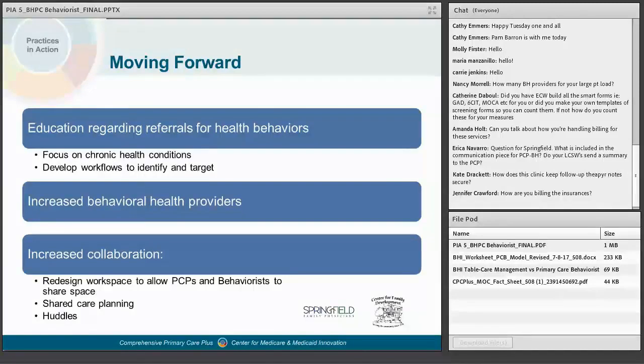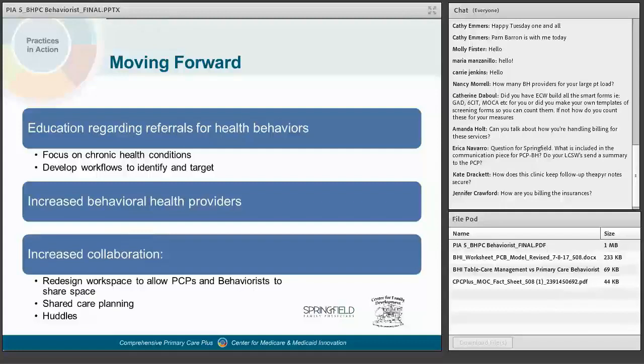So as your primary care behaviorist model continues to evolve, because it sounds like you guys have had a lot of very positive evolution in your program, we would love to hear what's next for you and your team. So what are the next goals and tasks as they relate to behavioral health integration at Springfield Family Physicians?